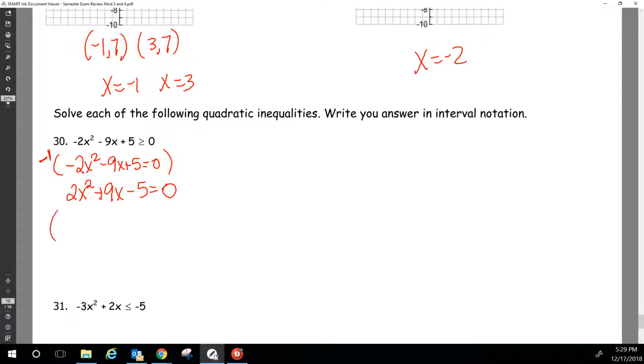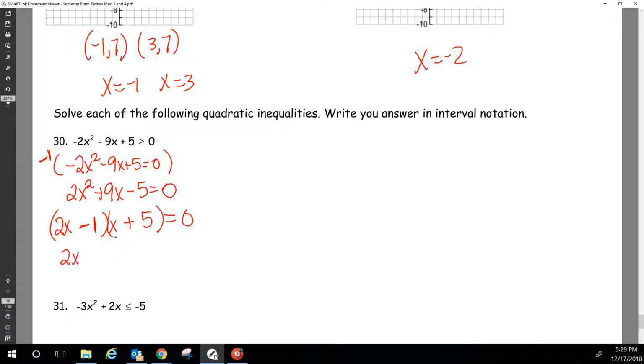All right? I only have two factors for 2. Let's see if we can factor this. So 2x squared has to be 2x and x. My only factors for 5 are 5 and 1. So if I go 5 here and 1 here, I'm going to subtract, and I need to get to 9. So 2 times 5 is positive 10x minus 1x. So 10 minus 1 is 9. Negative 1 times 5 is negative 5. I've got my signs right.